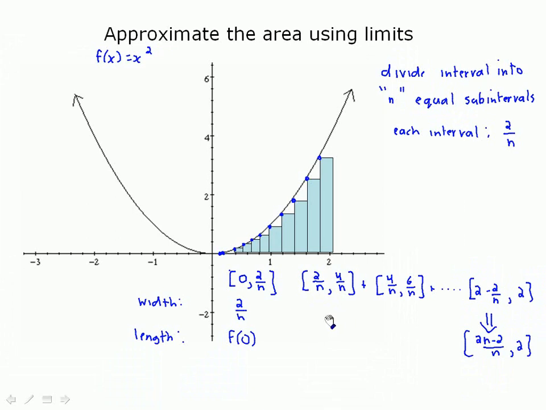It's going to matter. The next interval will be 2 over n for a width, and then the length would be f at 2 over n. And then so on like that. The next would be 2 over n, and then f at 4 over n. And then so on. And then the very last one, I'm going to have to sneak this down below, so a little sloppy looking, but the height or the length would be f at 2n minus 2 over n.